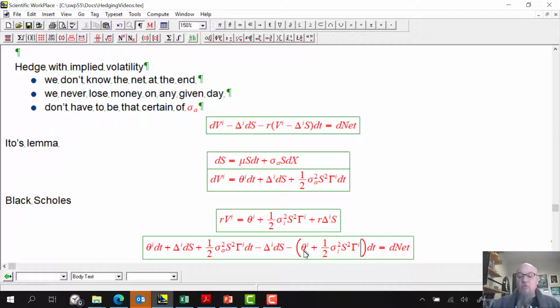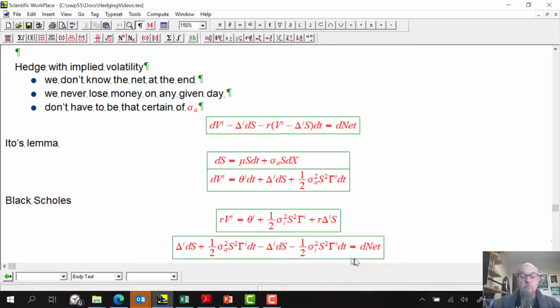I have a minus sigma dt and a plus sigma dt, so these pieces are going to cancel. And I've got a delta S and a delta S, and those are going to cancel. Wow, this really collapsed down quite a bit.